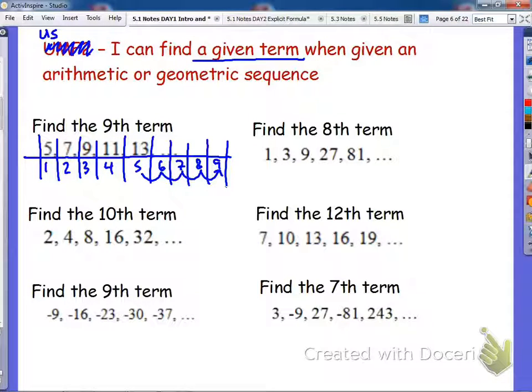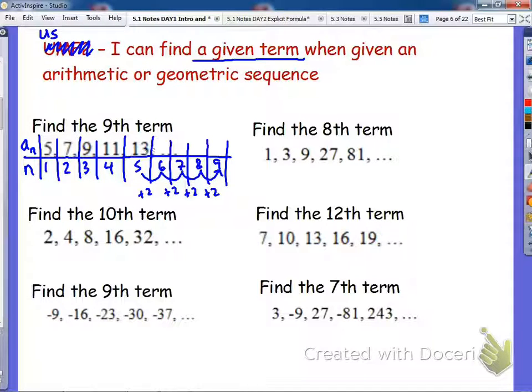Okay? Now, by the way, this is the value of n, and this is the a subscript n row here. All right? So, if I want the 9th term, what I have to do is just figure out what am I adding or multiplying by to get the next term in this case. And so in this case, I can see that I'm adding 2 each time. So I'm going to add 2, add 2, add 2, and add 2. I'm going to add 2 4 times.